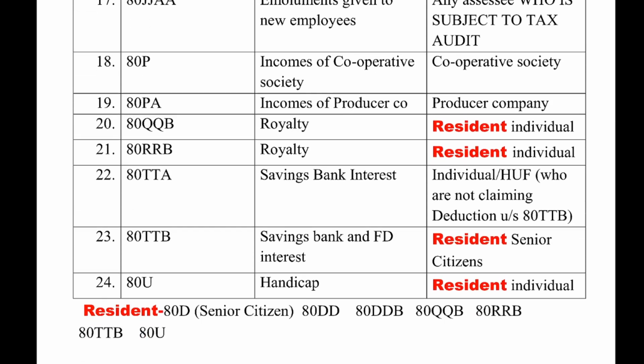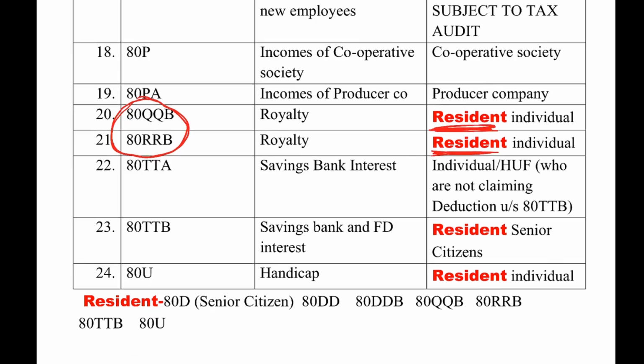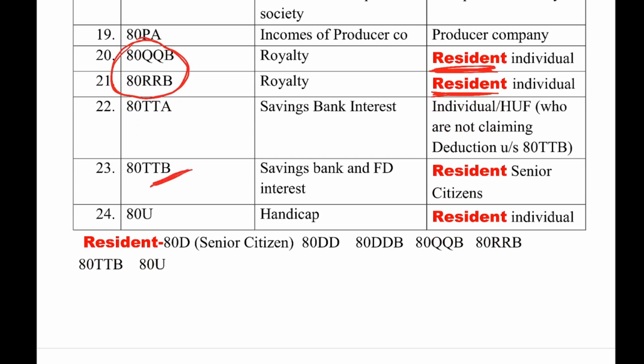Now the next two deductions which I want you all to concentrate on are 80QQB and 80RRB. These are deductions which are available for royalty income. In both the deductions, the assessee should be a resident individual. Otherwise, the deduction is not available. So, if the assessee is a non-resident, the deduction is not available. Then 80TTB, the deduction which is available to senior citizens for savings bank interest and FD interest. Again, the senior citizen has to be a resident senior citizen. And the last one, 80U, the person has to be a resident individual.